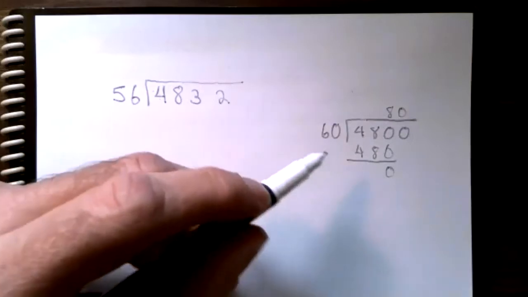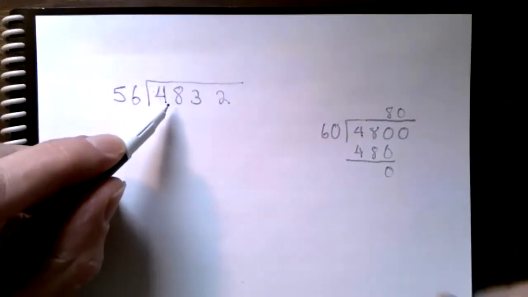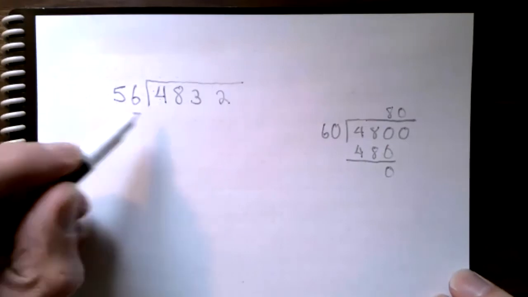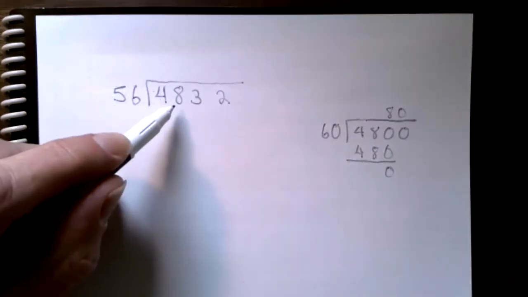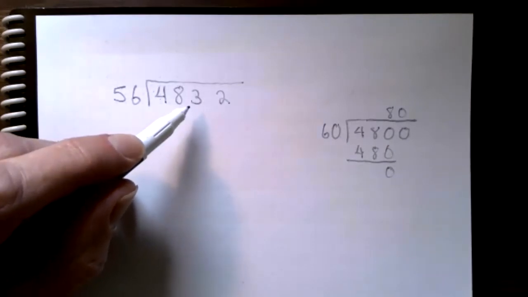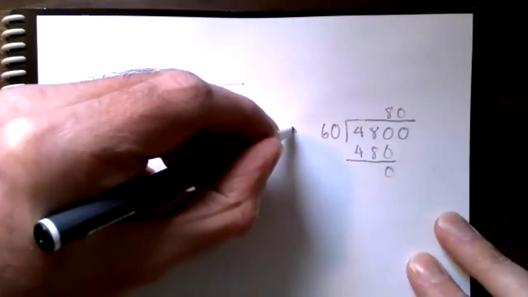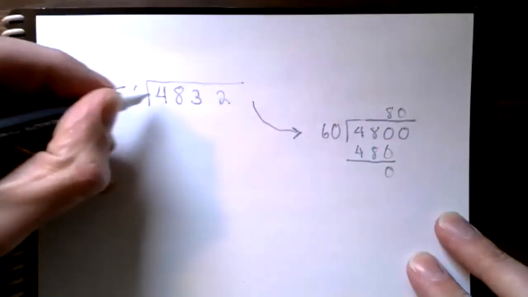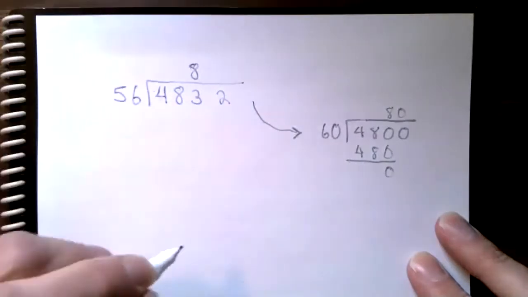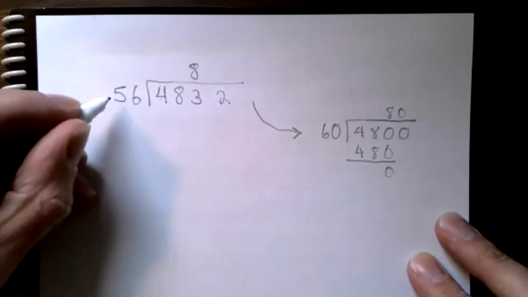Okay, now the idea here is, the trouble that people have when they're starting out is, all right, 56 into 48, well, that doesn't go. 56 into 483, well, I don't know what to do. So if we think about this, we can get started. I should probably start out by putting an 8 there. Okay, now what would I do?